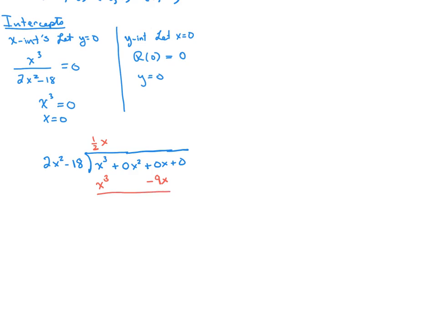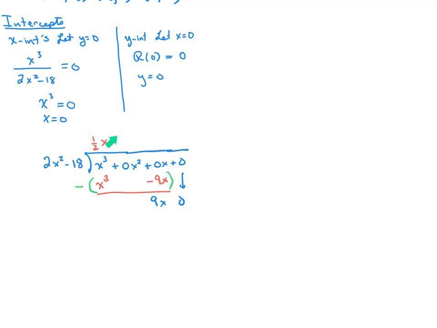So now we subtract. So we have x cubed minus x cubed, and that's going to go away. 0x squared minus 0 is 0x squared. 0x minus negative 9x is positive 9x. We can bring down the 0, but you'll notice that 2x squared, we're not going to make into 9x.